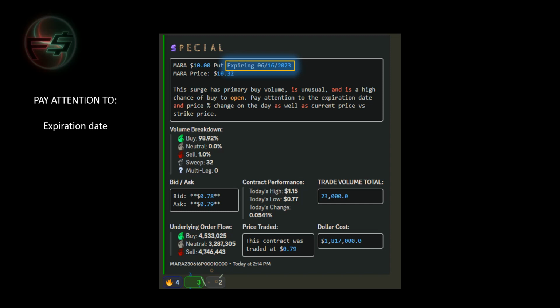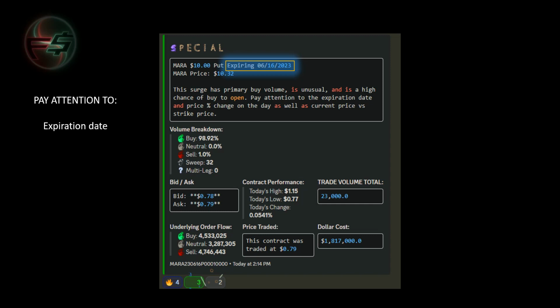Make sure you're paying attention to what you're paying for. Because if you're buying a contract for the 16th and you're not in profit in 15 minutes, you have to keep in mind that a lot of that money that you just put down on this contract was for that time value. So if you're not in profit immediately and it's expiring a few weeks out, then patience, my son, patience. Pay attention to the expiration.